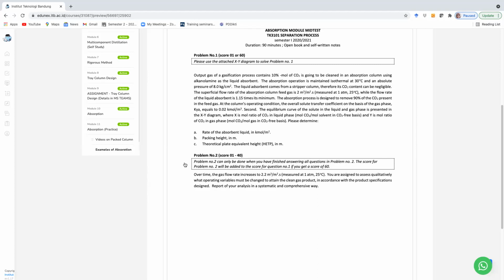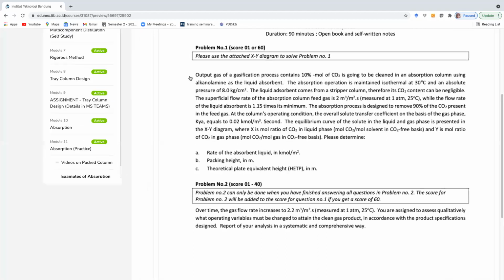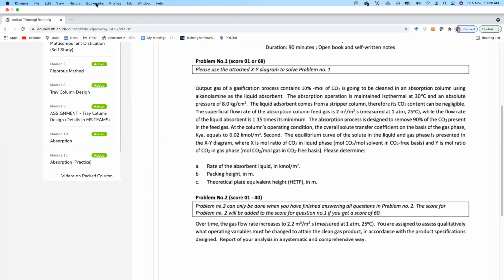Again, problem two can only be done when you finish problem one. Okay. I'm going to ask you to review this one, and you can also discuss with your friends, and then I'm going to come back at 10:45.